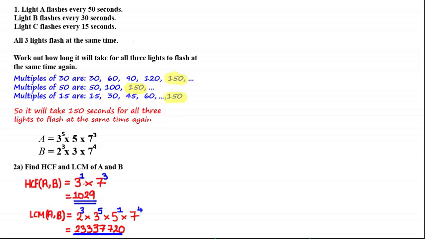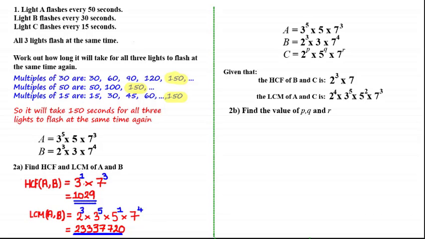And as mentioned, you can still use the Venn diagram method and check your answer. So let's have a look at the next question. Here we're given values A, B, and C. And the question says, given that the highest common factor of B and C is 2 to the power of 3 times by 7, and the lowest common multiple of A and C is 2 to the power of 4 times 3 to the power of 5 times 5 squared times 7 to the power of 3. Find the value of P, Q, and R.